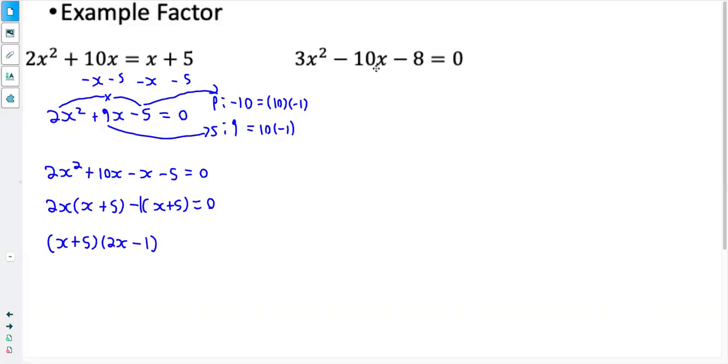Okay, so we're going to do the same thing with this example. Here, everything's already moved to one side. So our product in this case is our 3 times our negative 8, so negative 24, with a sum of negative 10. So two things that multiply to negative 24 and add to negative 10 would be negative 12 and positive 2. They multiply to give us negative 24, and negative 12 plus 2 gives us negative 10. So we'll split this middle term up again. So we've got 3x squared minus 12x plus 2x minus 8 equals 0.